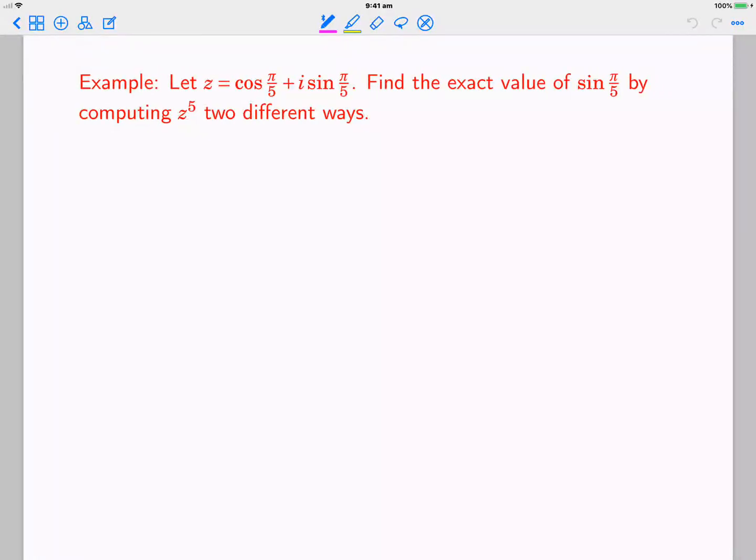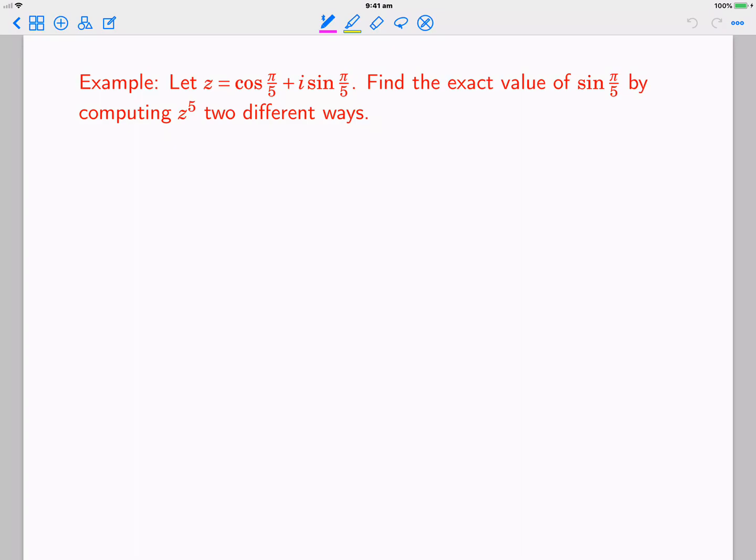Okay, let's have a look at the next example. The next example is a bit of a trickier one, but it's in the same spirit of what I said before. I'm going to take a nice real problem and solve it using complex numbers. What I want to do is find the exact value of sine pi on 5. I could type sine pi on 5 in my calculator, but that will give me a decimal, which is an approximation, and that's not what I want.